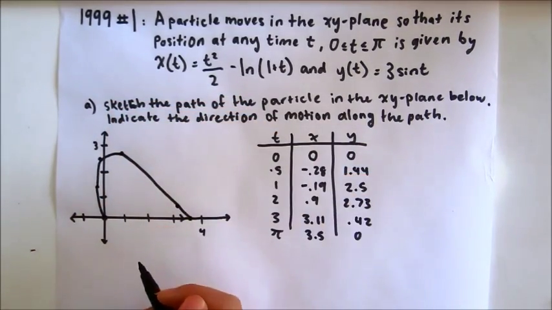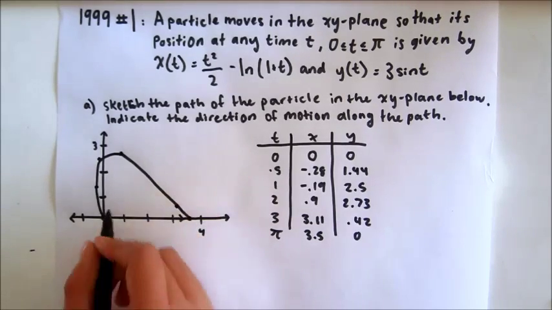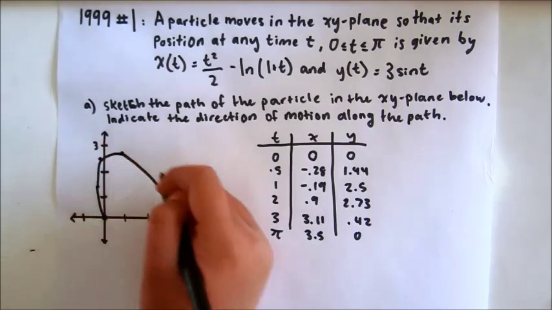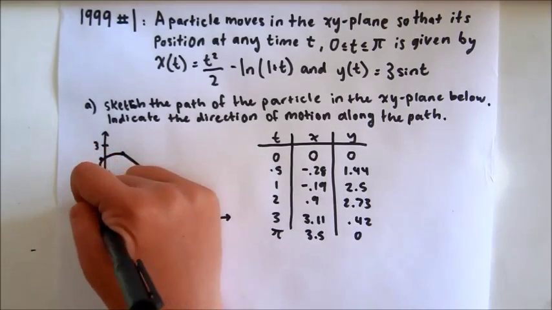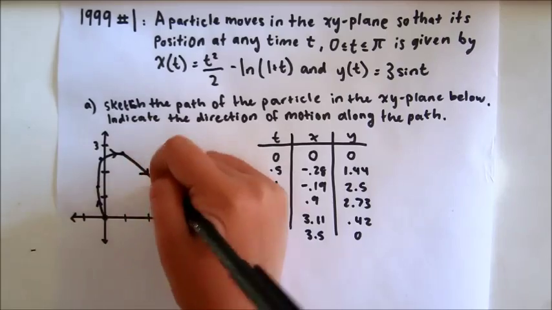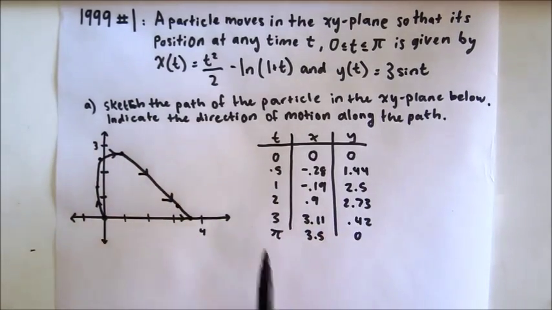You can see that this is your graph. Also, they ask you to indicate the direction of motion along the path. Basically, you want to point the direction as t increases. When t is a low value, such as 0, it's starting here, and as t increases, it moves this way. Then you end up at the maximum of t, which is pi. So you know that the graph is going to be moving that way. And there you have it, your graph for x and y using this parametric function.